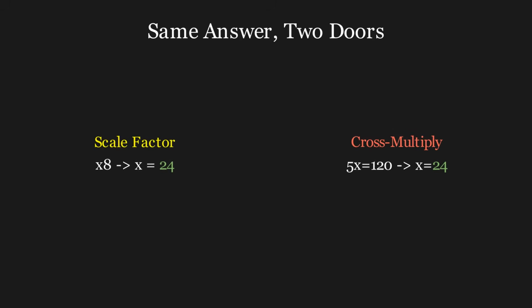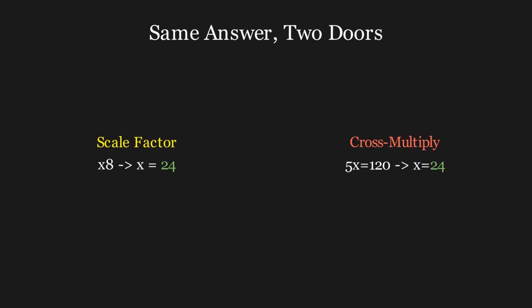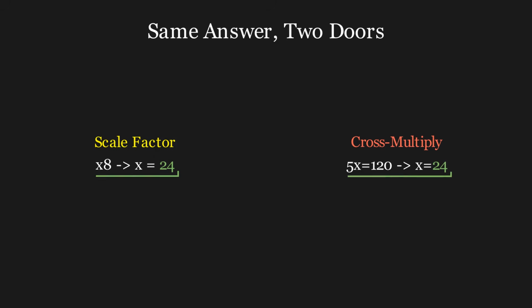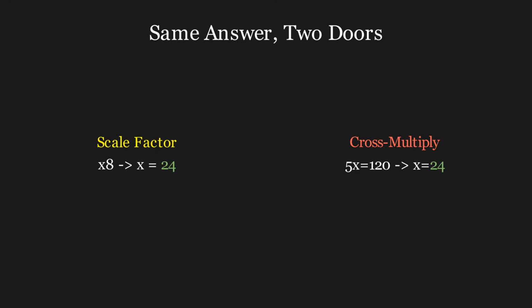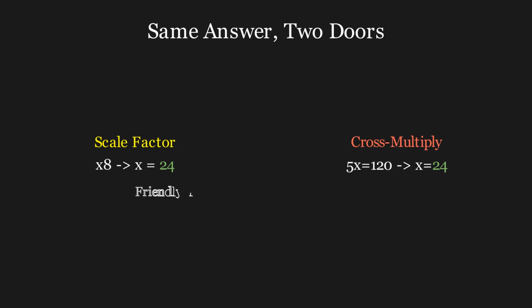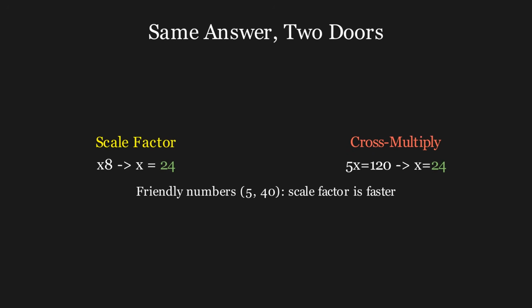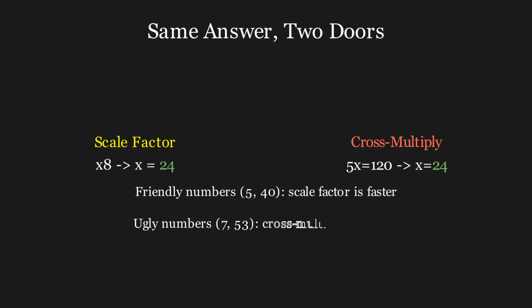Both methods land in the exact same place. 24 recruits chose the Army. That's not a coincidence. It's the same relationship. Just walked through 2 different doors. On the real ASVAB, if the numbers are friendly, like 5 and 40, spotting the scale factor is faster. If they're ugly, like 7 and 53, cross-multiplication saves you from doing awkward division in your head.